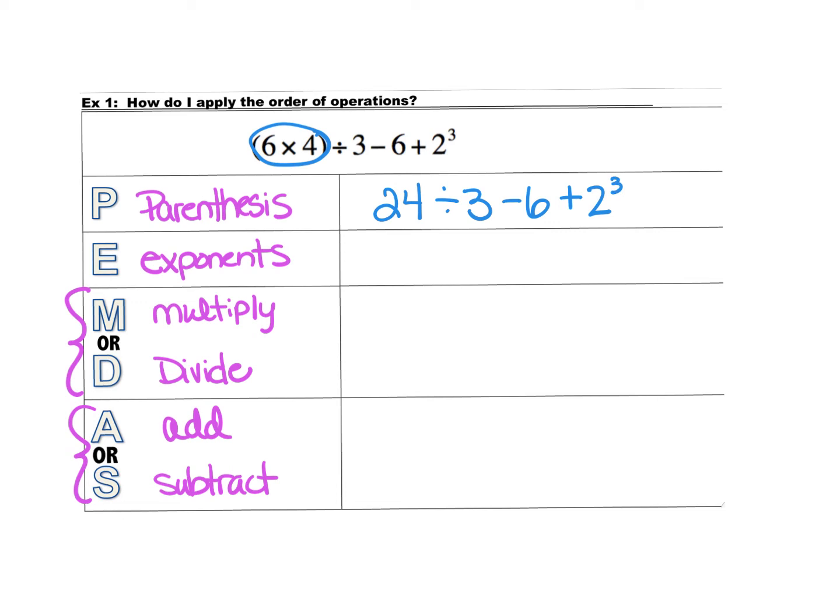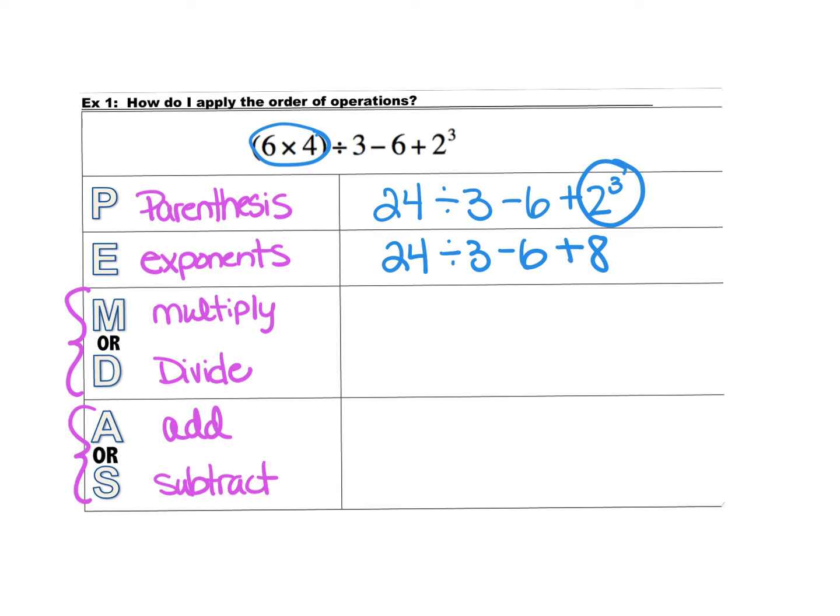All right, so now we're going to simplify our exponents. So let's go ahead and we're going to simplify this right here. Well, 2 to the third means 2 times 2 times 2, and 2 times 2 is 4, and 4 times 2 is 8. So we're going to have 8 right here. And again, let's just rewrite here, 24 divided by 3 minus 6 plus 8.